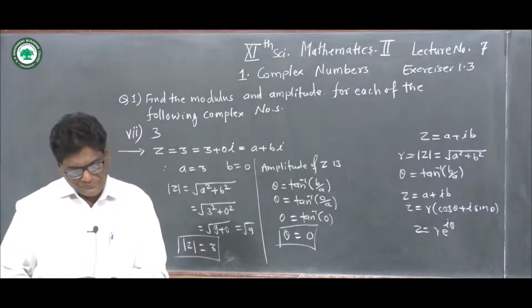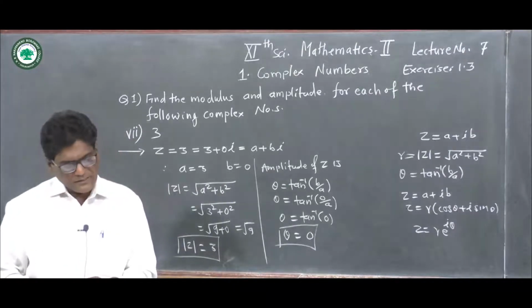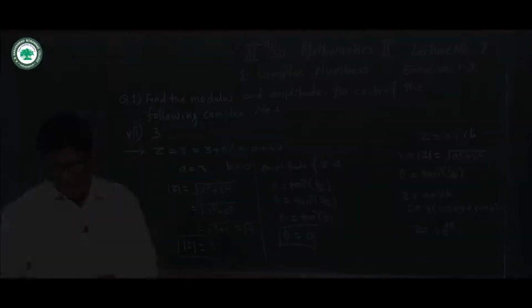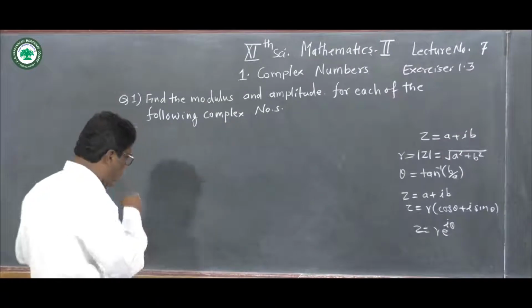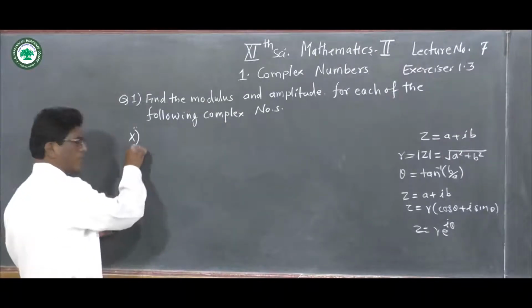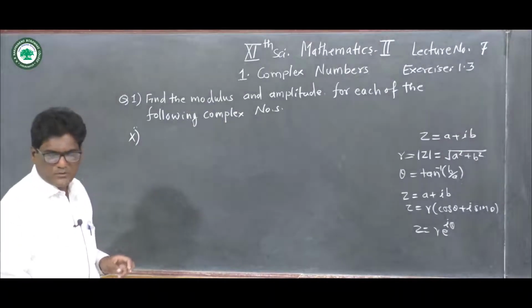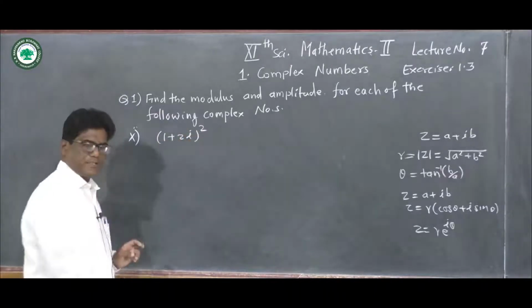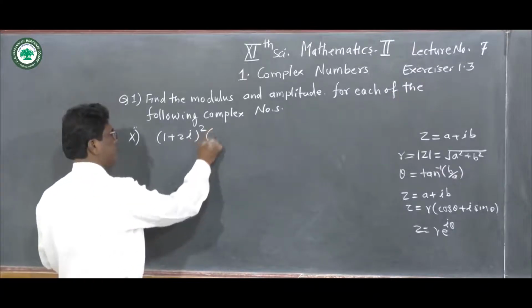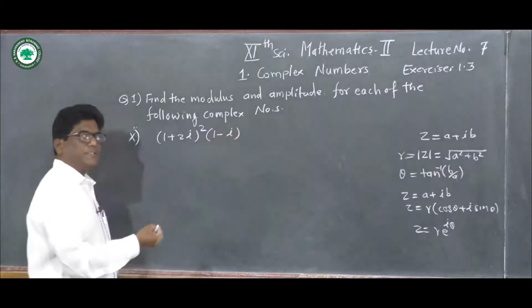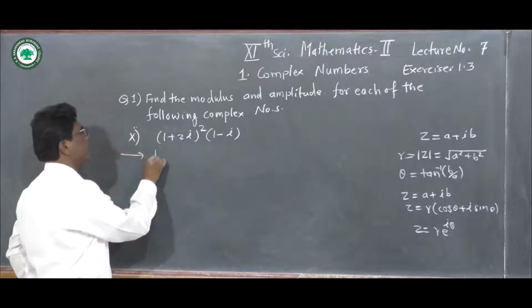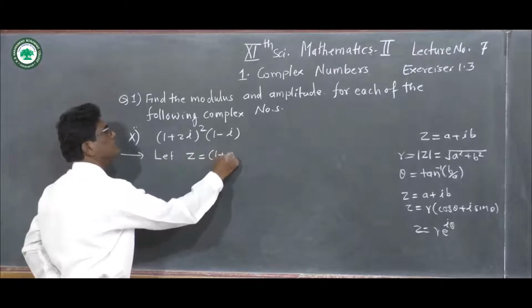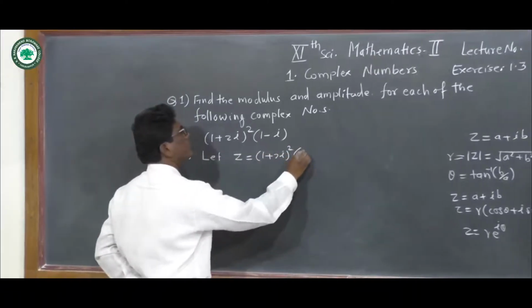Next, the 8th and 9th problems, solve yourself. I take the last problem here, the 10th problem: 1 plus 2i bracket square into 1 minus i. So we consider this as z. So let z is equal to 1 plus 2i bracket square into 1 minus i.